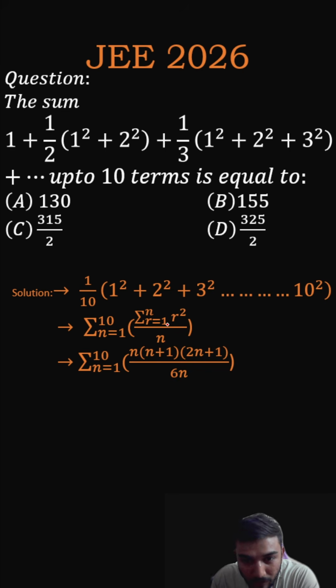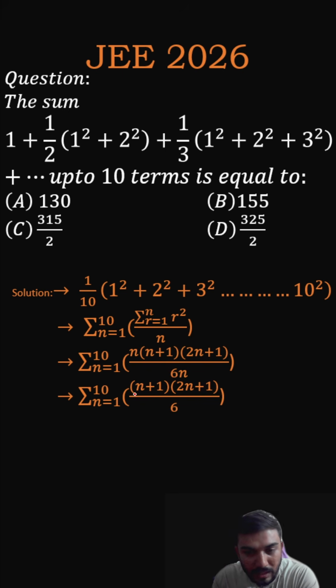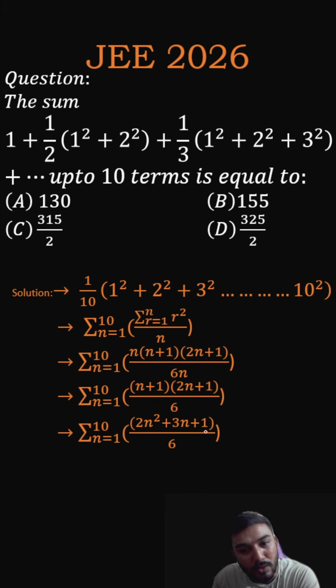Now if I put r square summation, that will be n times n plus 1 times 2n plus 1 upon 6. Now n will be cancelled out with this n. Now that will be n plus 1 times 2n plus 1 upon 6. Now that will be a quadratic expression, 2n square plus 3n plus 1 upon 6.